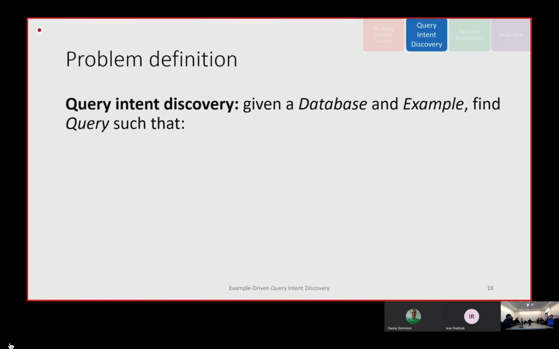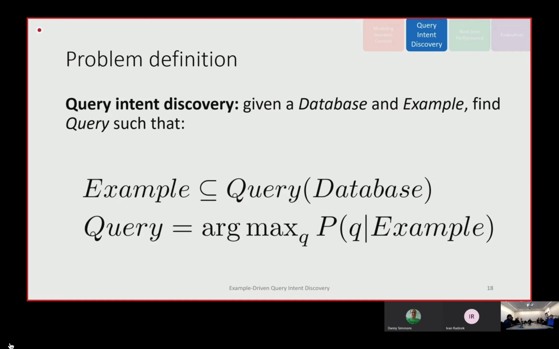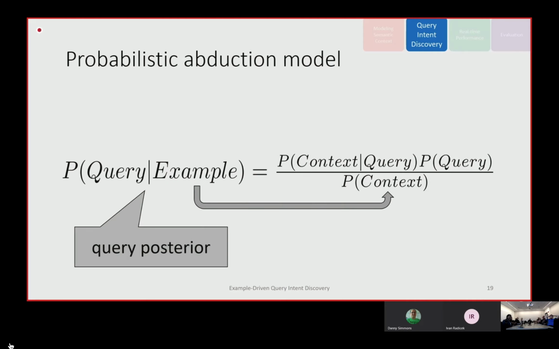So here is our problem definition. Given the database and examples, we want to find a query such that two criteria hold. First, the examples should be a part of the query output, and second, the query should be the one that maximizes the probability of being the intended query given the examples. So here is our abduction model, and we want to find the query posterior. That is the probability that the query is the intended one given the examples.